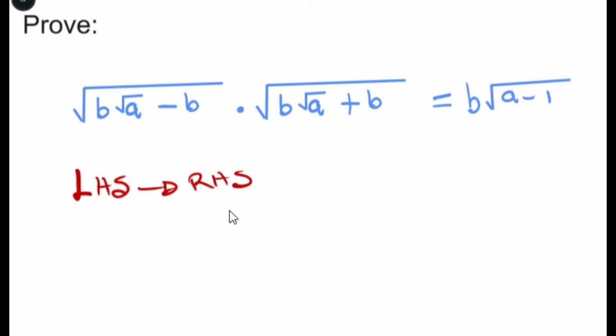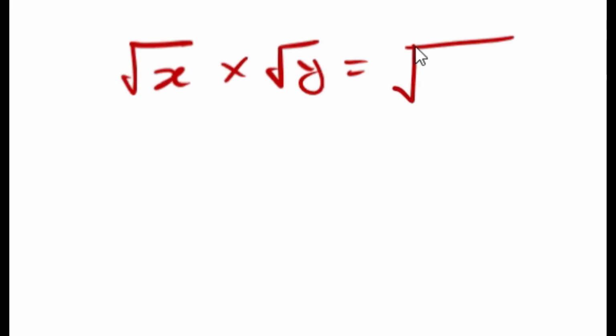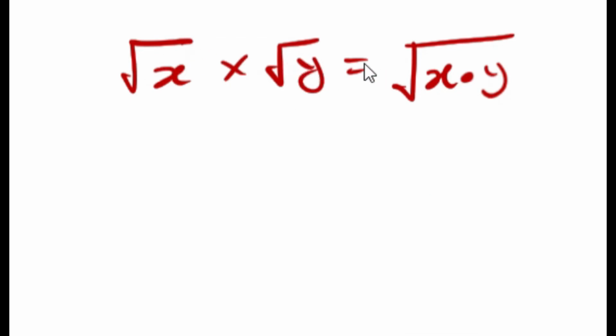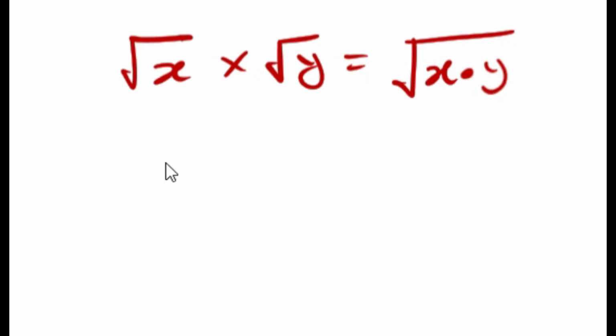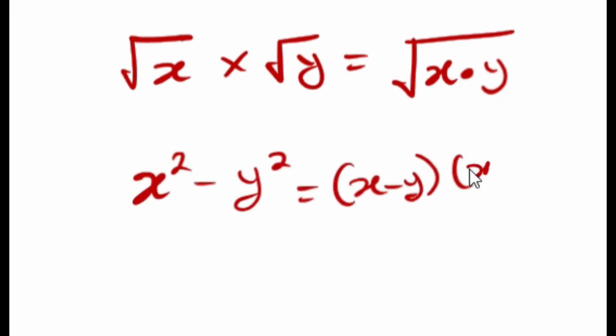Now, before we do the proofs, there are a couple of things that you need to put at the back of your mind to answer this. The first thing is, root x times root y is equal to the root of x times y. Now the second rule you also need to know, using difference of two squares, x squared minus y squared is equal to x minus y, x plus y, right? So put this at the back of your mind while we answer this question.